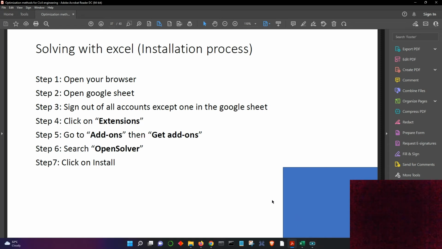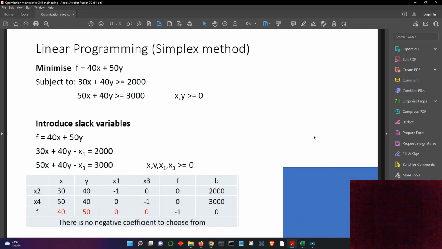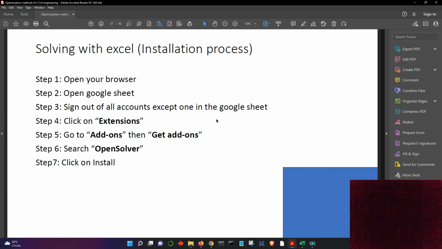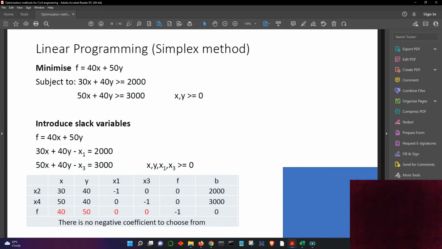So let me discuss that problem. We'll not be able to solve it, let's just discuss. Let's say we have this particular problem. We have to minimize f equal to 40x plus 50y, subject to these greater-than inequality constraints. So how do we go about solving this? We introduce slack variables, x1 and x3, to remove the inequality sign. Till this part, is it clear?